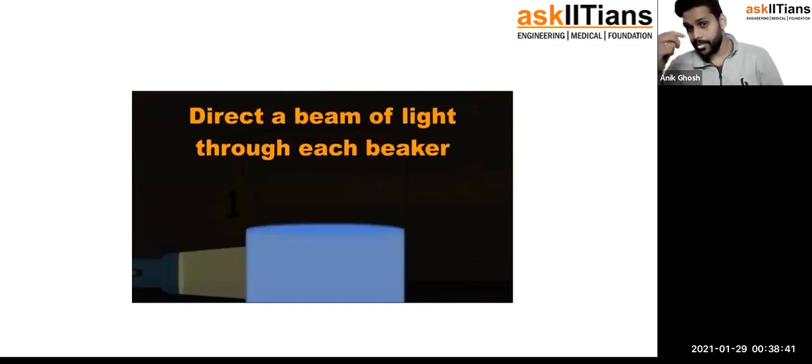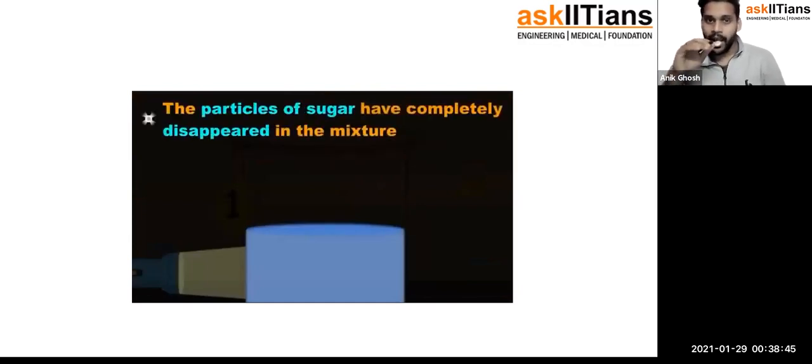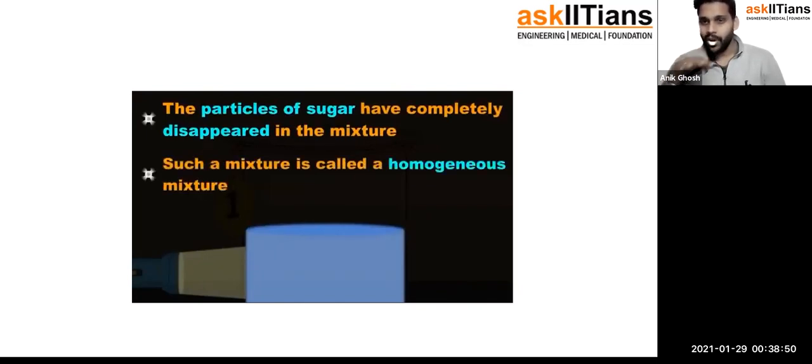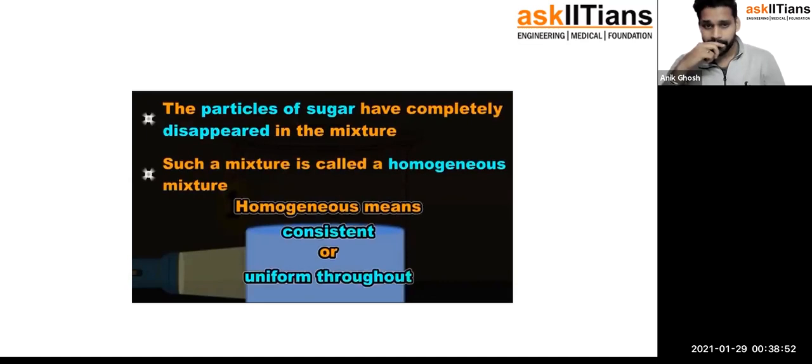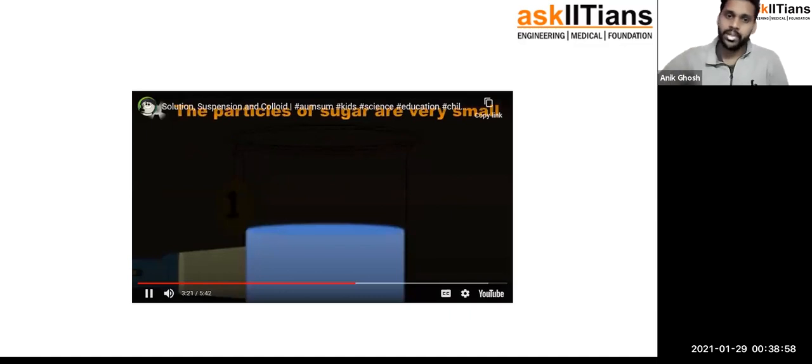So if you just direct the beam through a true solution, you will not be able to see anything, right? The particles of sugar have completely disappeared in the mixture. Okay. Such a thing is called a homogeneous mixture. I think you got this, right? Uniform throughout. Yeah, homo. So in homogeneous mixture, I think I have told you earlier as well.